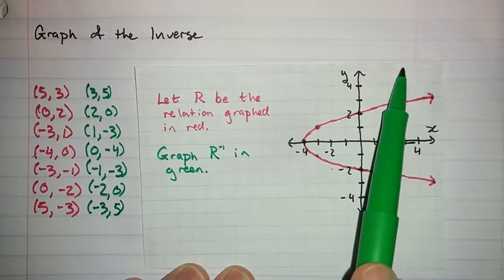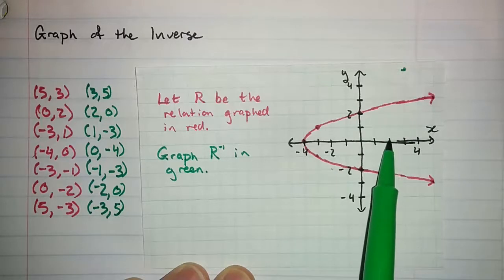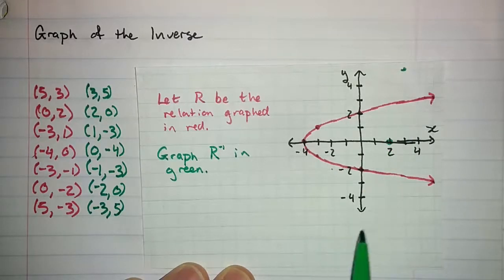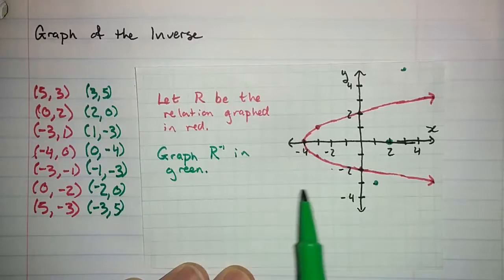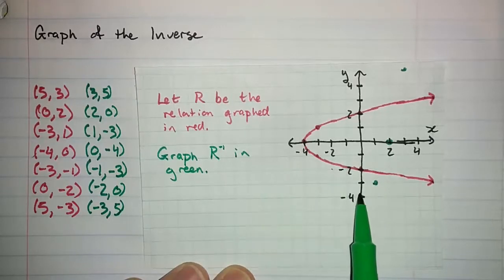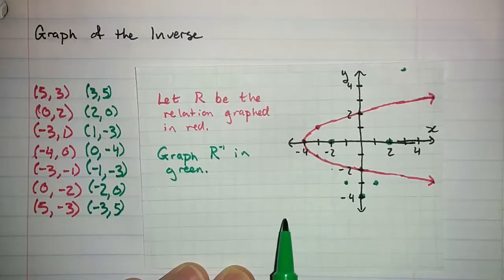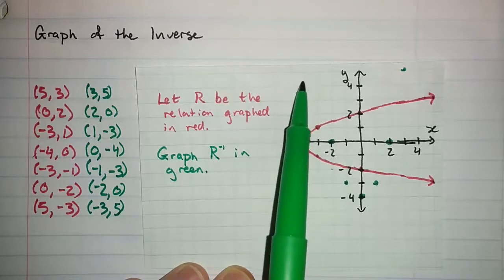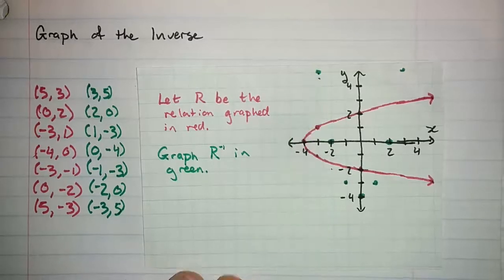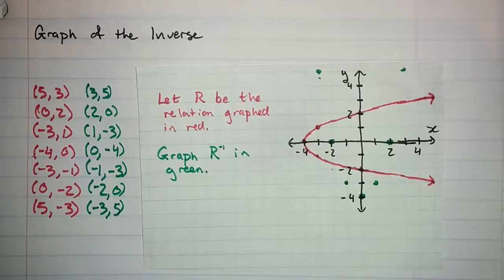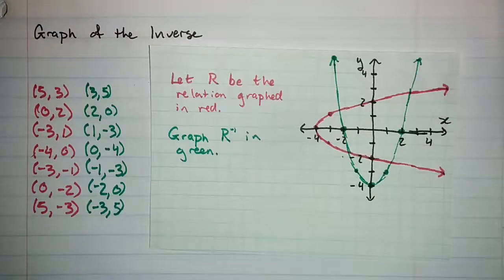So (3, 5), (2, 0), (1, -3), (0, -4), (-1, -3), (-2, 0), and (-3, 5). It looks like these are forming the same shape, just with the x and the y swapped.